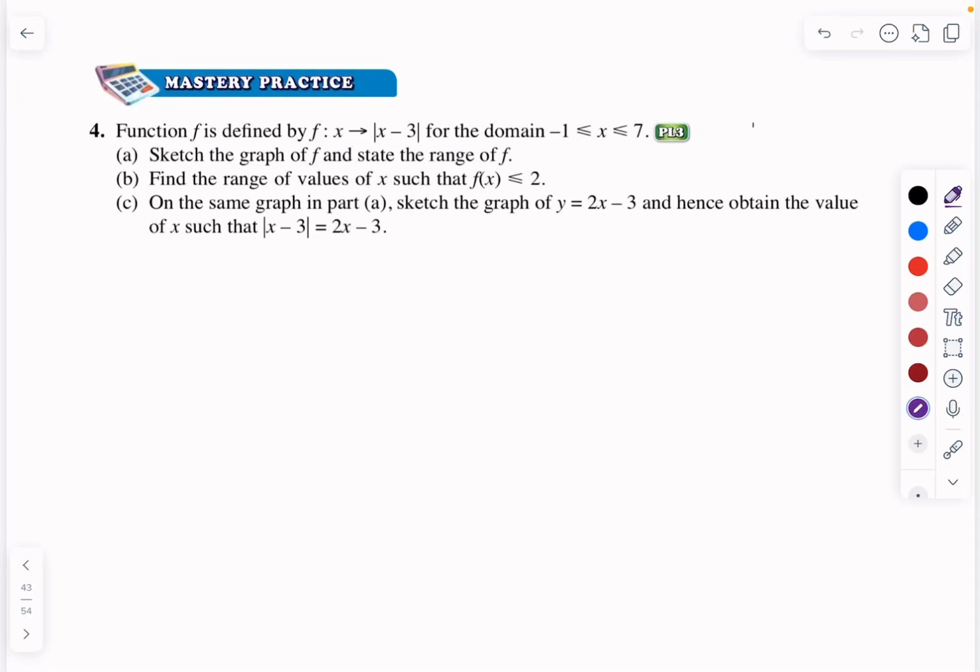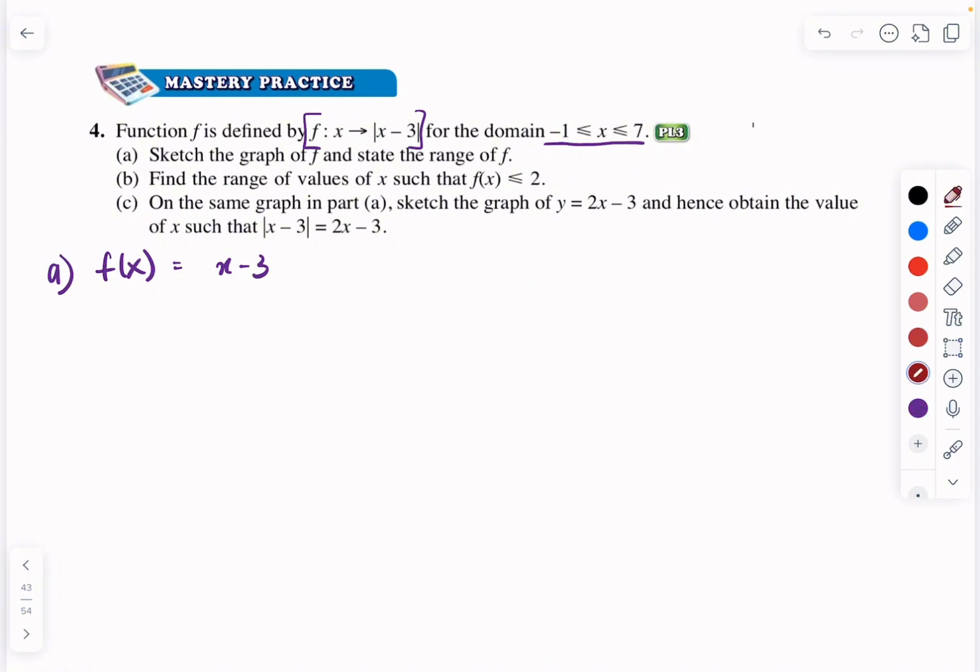Question 4. Function f is defined by this for this domain. Sketch the graph of f and state the range of f. Okay, so let's sketch the graph. So this is f(x) = |x - 3|. Let's ignore the modulus first. We draw y = x - 3 first because this is easier.